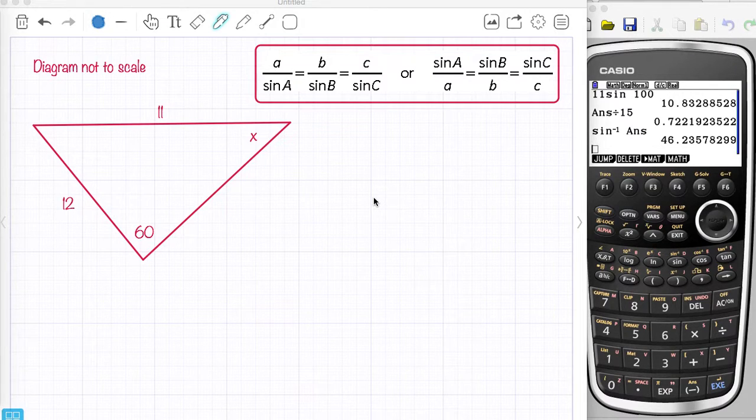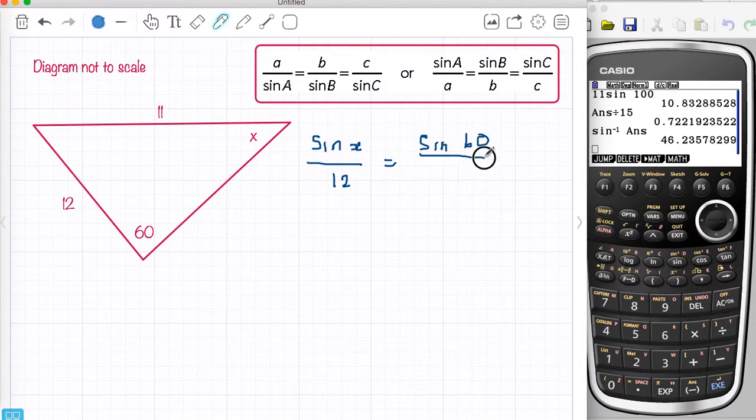In this video, we looked at finding a missing angle using the sine rule, and we're going to take that one step further here. So I'm going to set the formula out, and I'm going to have sine x. The side it's opposite is 12, and that equals sine 60, and that's right opposite 11. So I set this out like this, and so sine x is 12 sine 60 divided by 11, and I'm going to work that out in a minute.